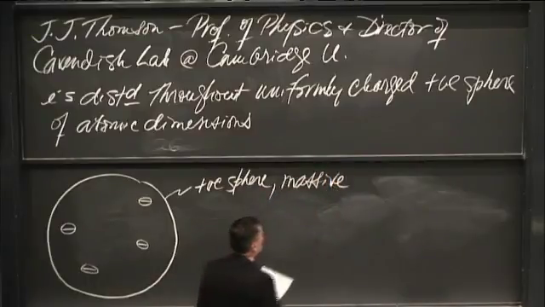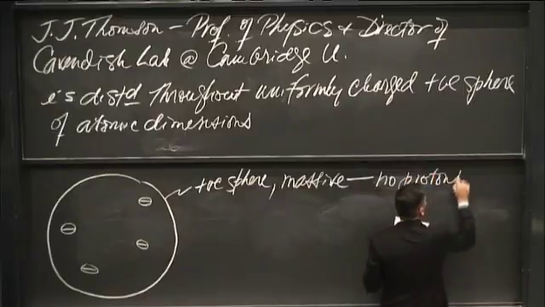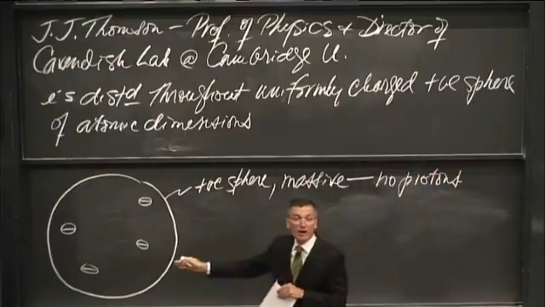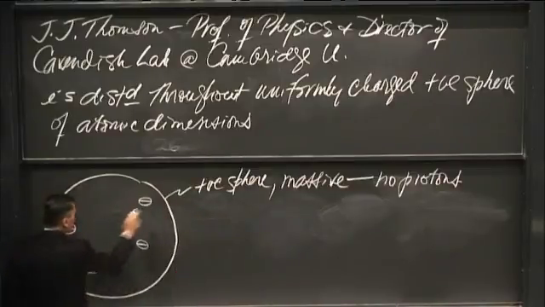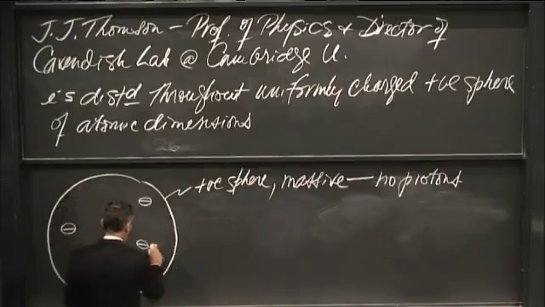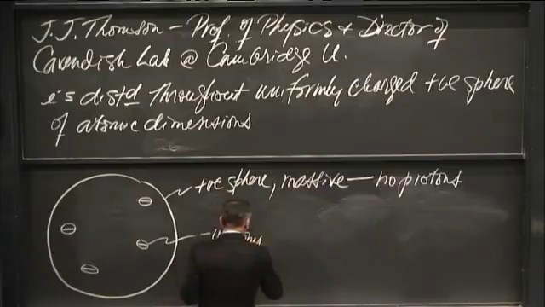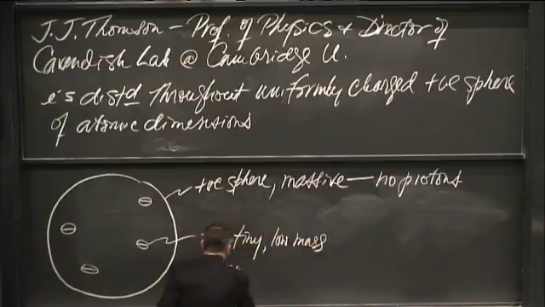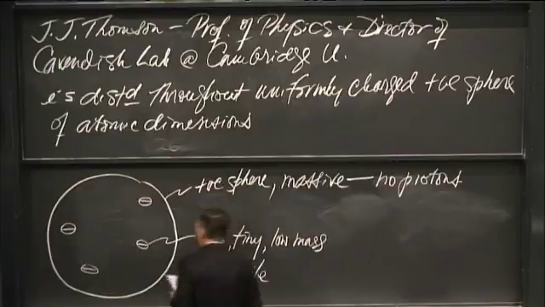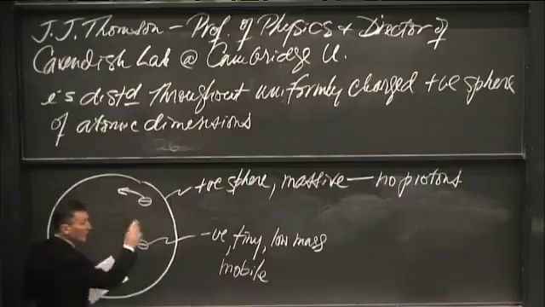And just to be clear, there are no protons. So this isn't positive particles, it's positive chargeness. It's just this big positive blur. And then the little electrons inside. The electrons are negative, and they're tiny and low mass, and they're mobile. He didn't say much about how they move, but you can imagine that they move, and maybe they even spin, and so on.